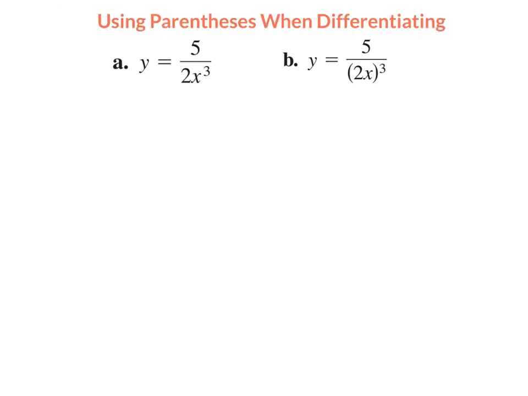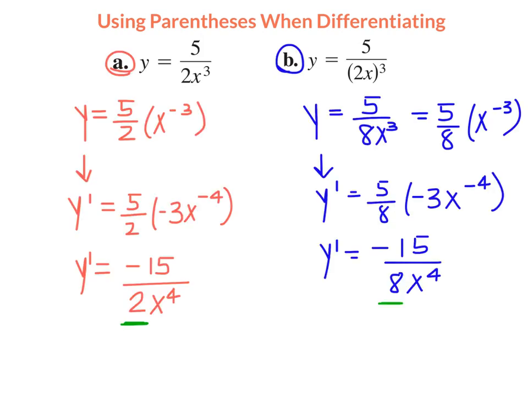Let's pause from the rules for a second to talk about using parentheses when finding derivatives. So if I have two functions here, they look almost identical except I've inserted parentheses around the 2x in the denominator. Let's see if that affects our resulting derivative. So when I look at my final answers here, they look almost identical except for the coefficient in front of our x to the 4th in the denominator.